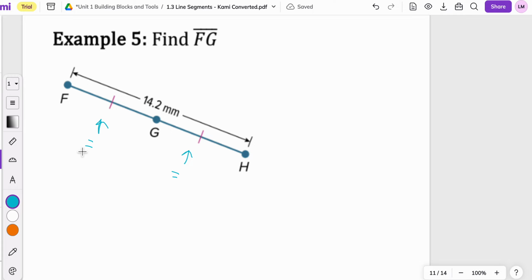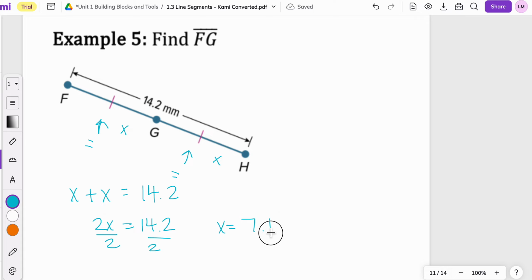Maybe we can even label these as FG could be letter X, and GH could also be the letter X. So X plus X could be equal to 14.2, or 2X is equal to 14.2. So really we're just dividing 14.2 by 2, or cutting it in half essentially. So X is equal to 7.1 here, or FG is equal to 7.1 millimeters.